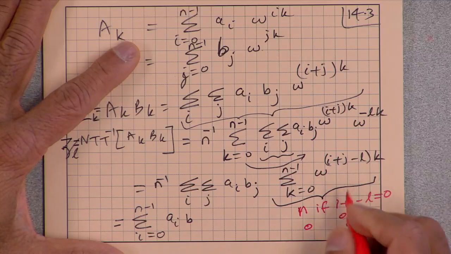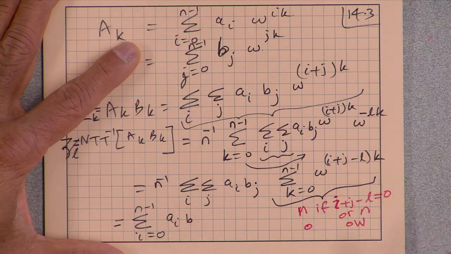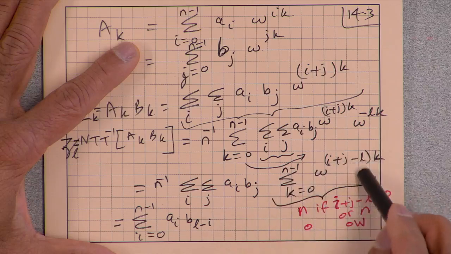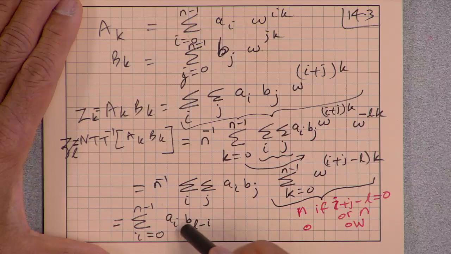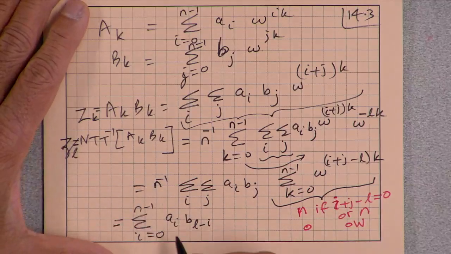J is equal to L minus I. So again, the double sum reduces to a single sum. The whole thing here limits us to that condition, and you can quickly recognize that this is just becoming the convolution.